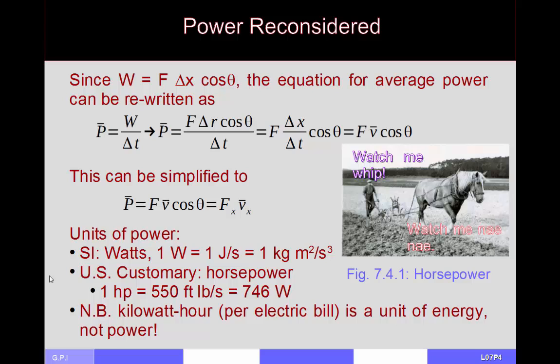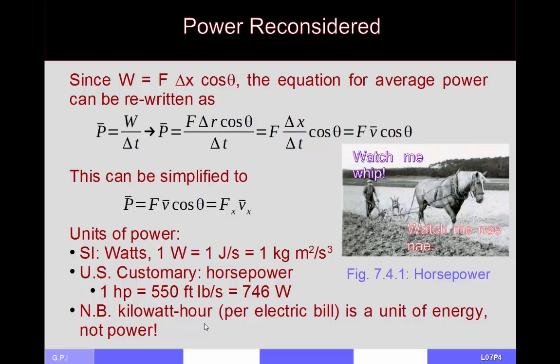In the US customary system, we basically have 2 options. You can either do horsepower, or you can do foot-pounds per second. And the conversion is that 1 horsepower is 550 foot-pounds per second. Usually this is a fairly exact definition, and that's approximately equal to 746 watts. And also worth noting here is that if you look at your electric bill, among other things, you get a bill that says we're charging you whatever, 12 cents per kilowatt hour.